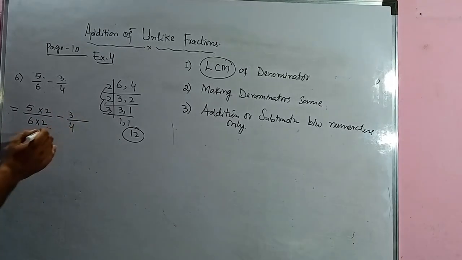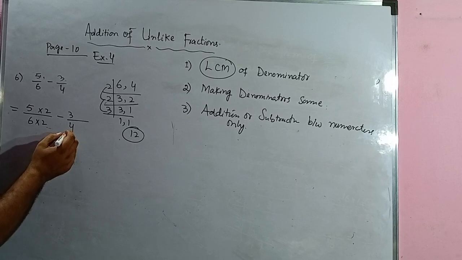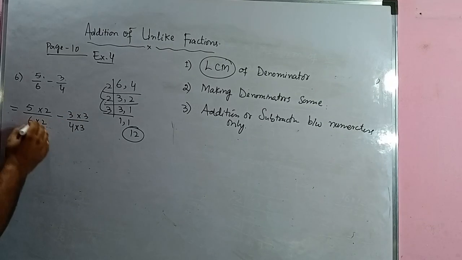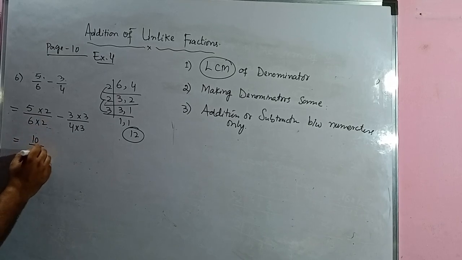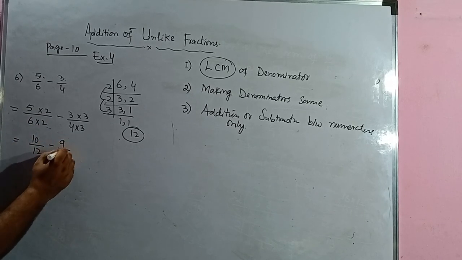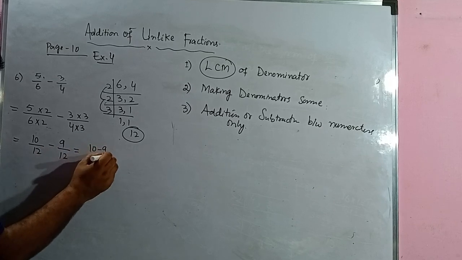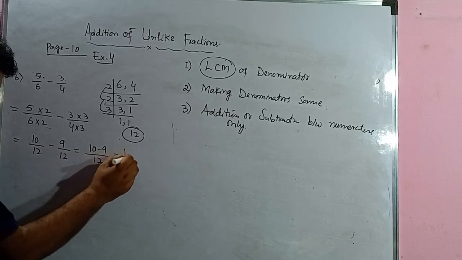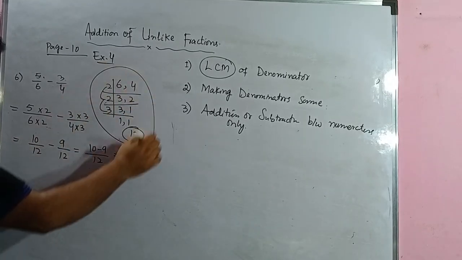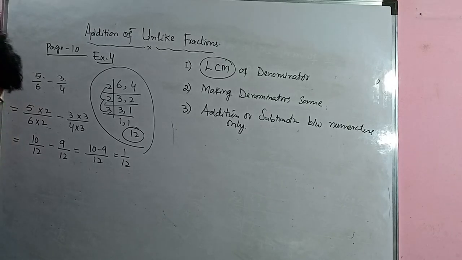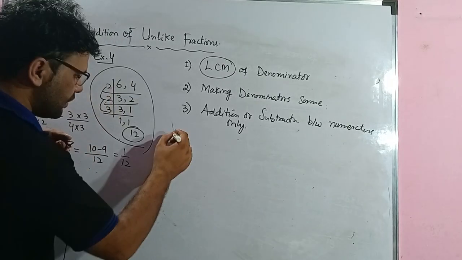What number will I multiply to 4 so that I will get 12? That is 3. This 3 I will multiply above. That's 5 2s are 10 divided by 12 minus 3 3s are 9 divided by 4 3s are 12. Now they are like fractions. 10 minus 9 divided by 12 is equal to 1 divided by 12. This is the answer of this question. Now you can see the next one. Next one is the seventh one.